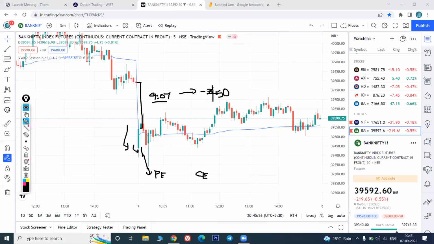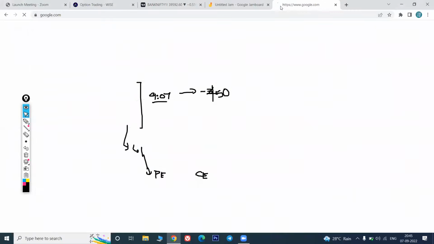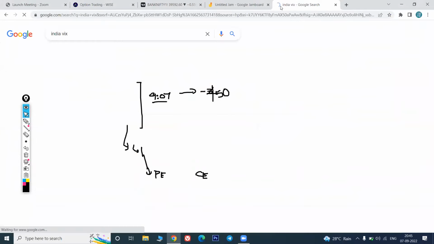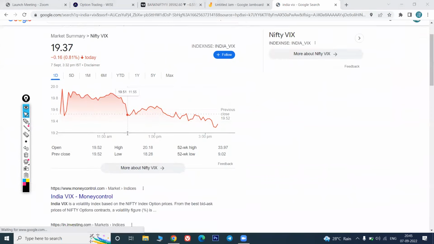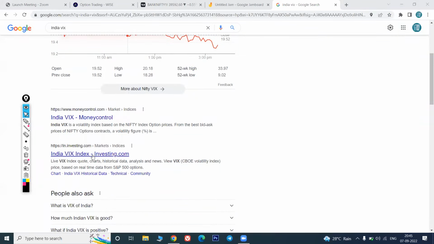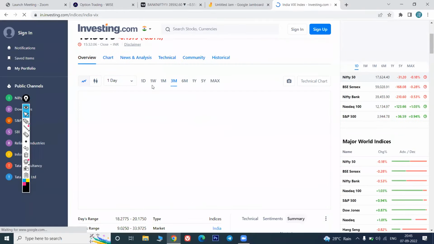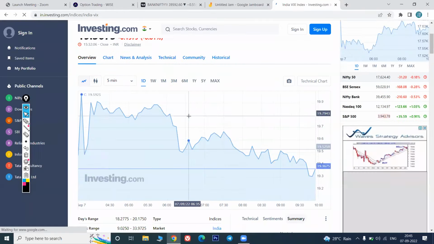First of all, try to understand, when markets are opening gap up or gap down, have you ever tried to understand what India VIX is? Has anyone closely checked the behavior of India VIX in the first few ticks of the market? Can you see here? This is today's market open.